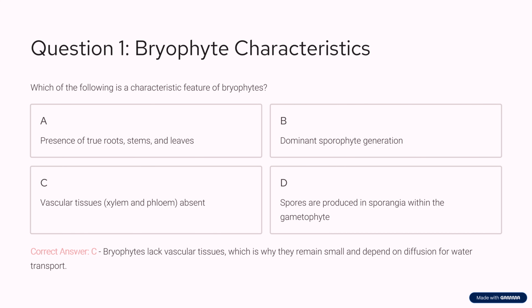So the correct answer is that bryophytes lack vascular tissues. It's option C, vascular tissue, xylem and phloem absent, which is why they remain small and depend on diffusion for water transport.